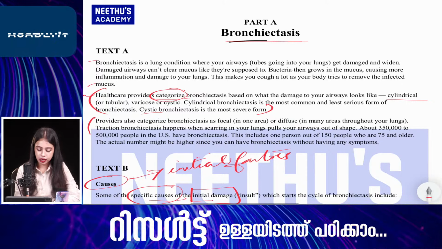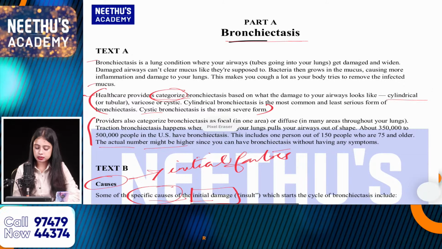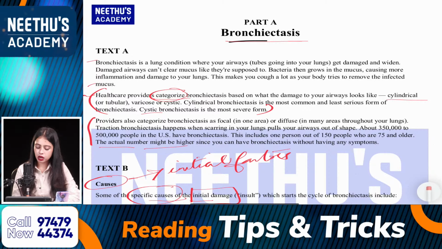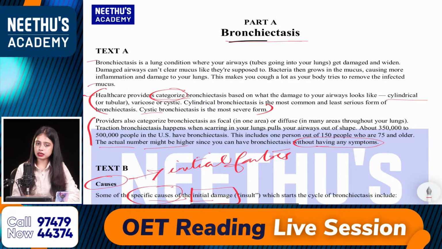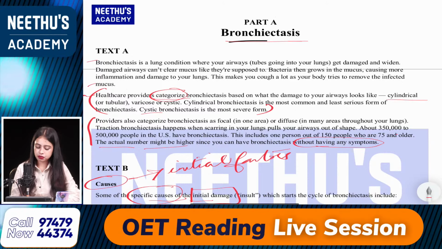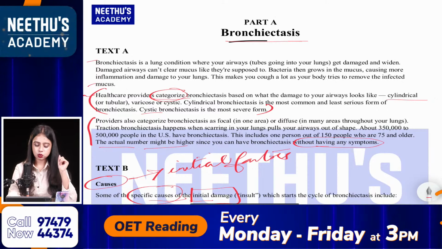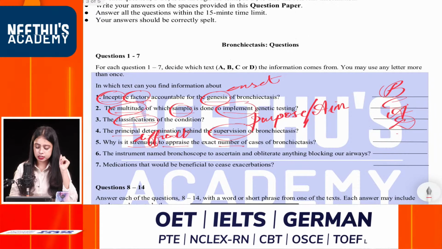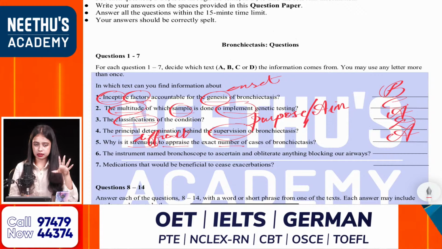It's from text A. See the last line. The actual number might be higher since you can have bronchitis without having any symptoms. So why? Because there will be no symptoms. It is asymptomatic. So it will be very difficult to identify the exact number of the disease condition. Okay? So answer is from text A. It's not a very direct answer. I can say very tricky and indirect answer.